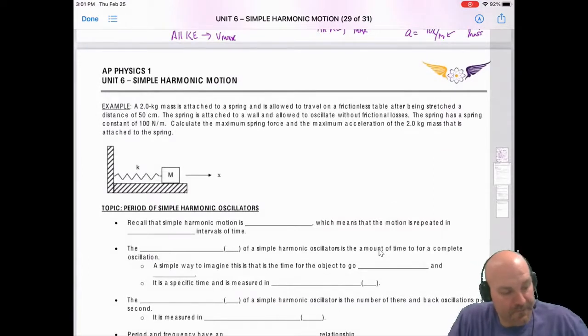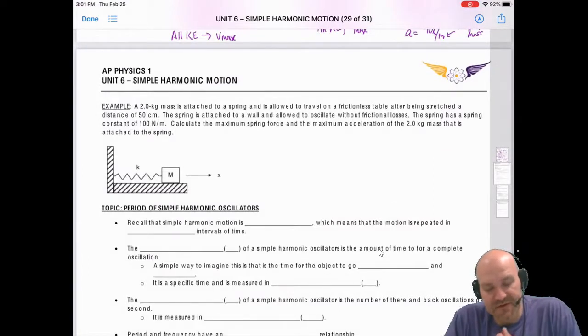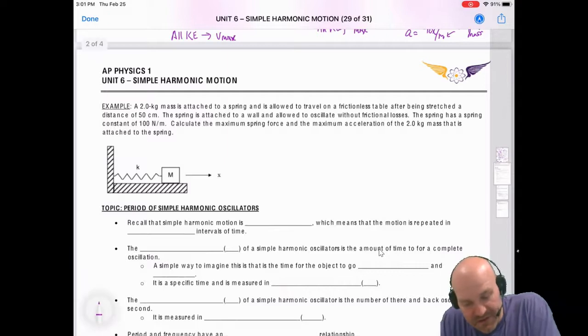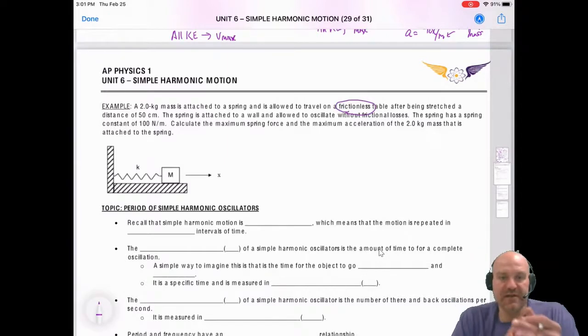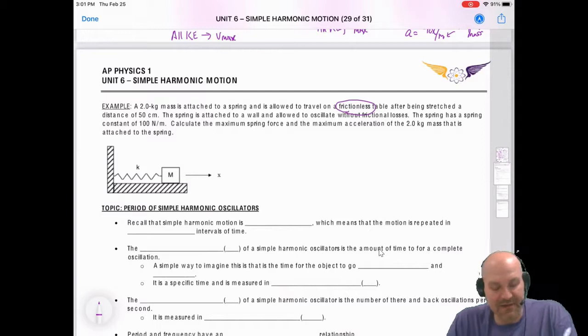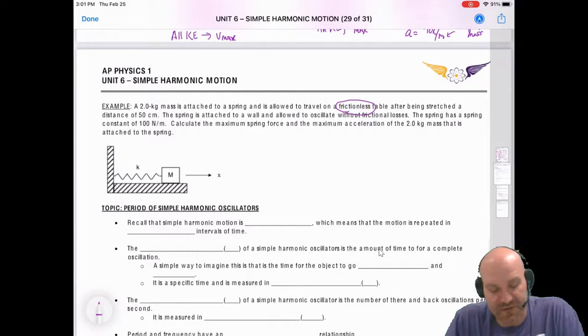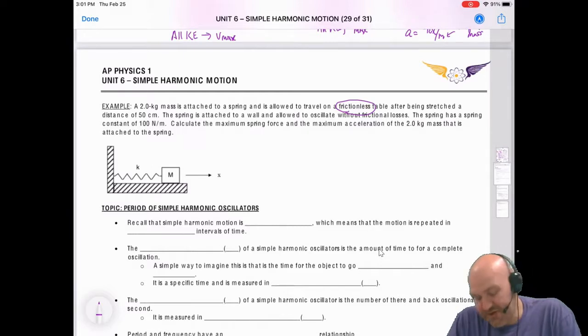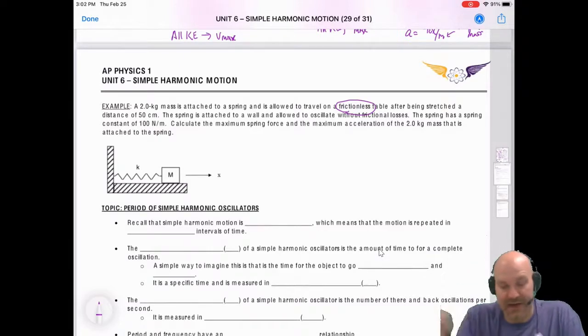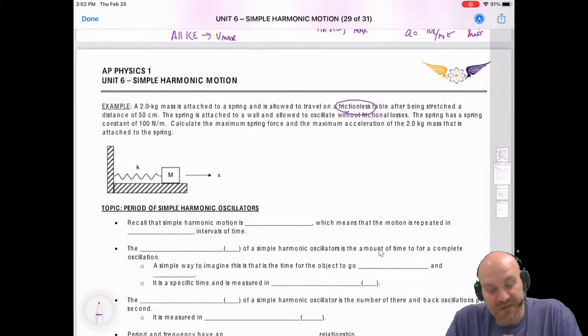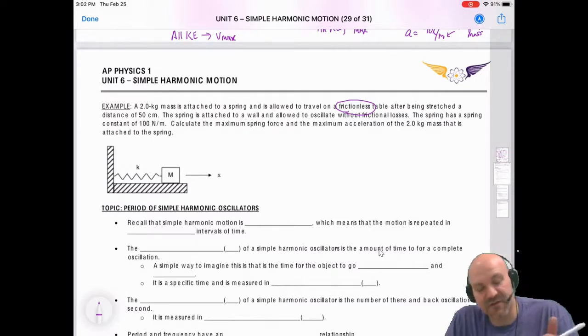Okay. So here we have a 2 kilogram mass attached to a spring and is allowed to travel on a frictionless table after being stretched a distance of 50 centimeters. This is important that we do have a frictionless table because then we don't have to worry about any effect of friction, right? We don't have to really do a free body diagram, which way is friction acting and everything. The spring is going to be attached to a wall, which is going to allow it to go back and forth. The spring has a spring constant of 100 newtons per meter. Calculate the maximum spring force and the maximum acceleration of the 2 kilogram mass that is attached to the spring, right?